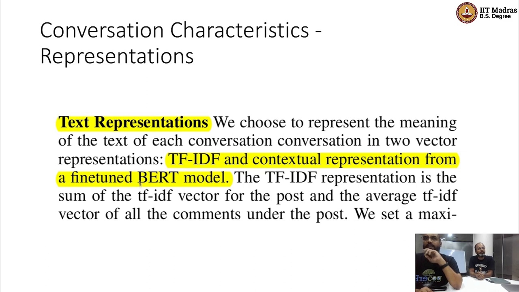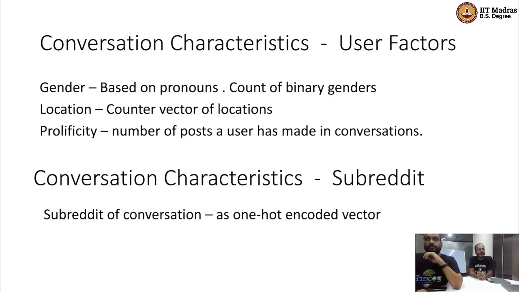But in addition to TF-IDF, they also use BERT embeddings. BERT embeddings, again, if you look at it as a black box, it is something that takes text as an input and gives you a vector representation of it, converts text into numerical representation so that downstream algorithms can crunch them. Right, but we'll look at BERT in more detail towards the end of this discussion. So, in addition to all of those, there are a few more characteristics regarding gender, location, prolificity, and which of these subreddits that particular post belongs to.